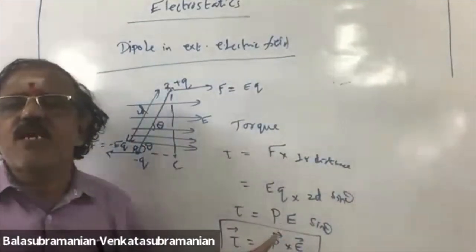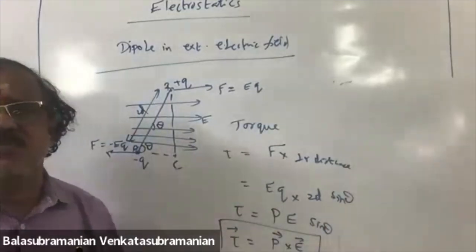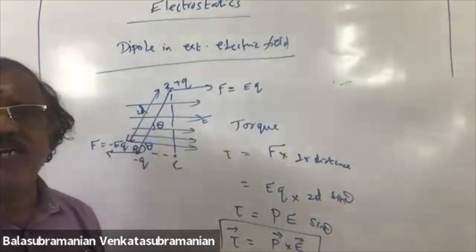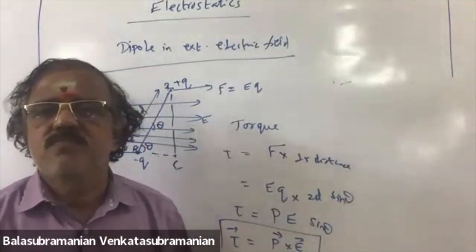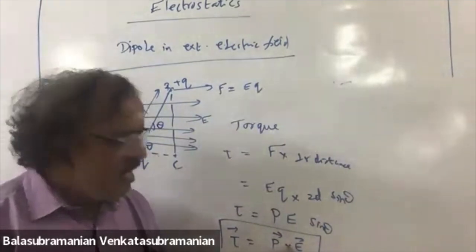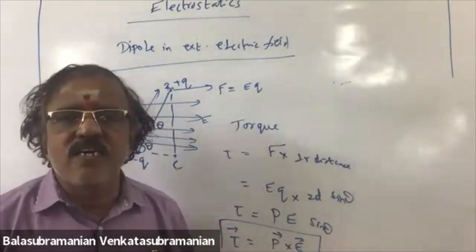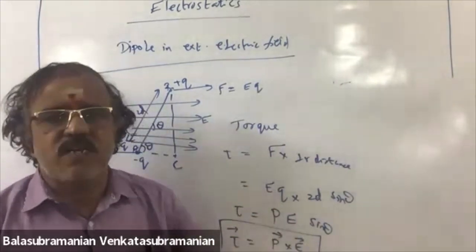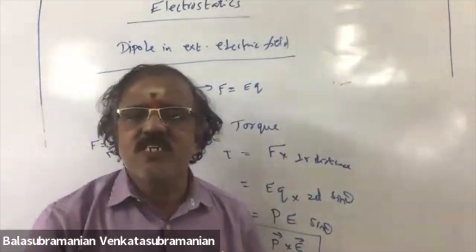So this is the vector product of two vectors. Dipole moment is a vector. Electric field E is a vector. Resultant torque is also a vector. Next question.